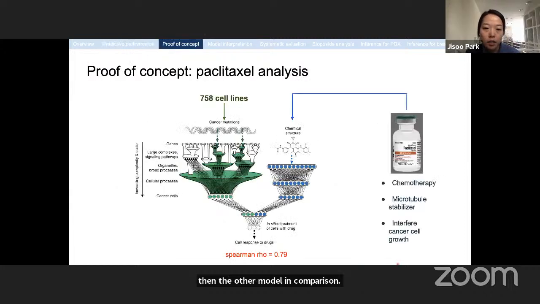After evaluating the accuracy of DrugCell's prediction as a proof of concept, we analyzed DrugCell's prediction and interpretation for a microtubule stabilizer, paclitaxel. The predictive performance of DrugCell for paclitaxel was 0.79 in Spearman rho. Then the question now is how the DrugCell model made the predictions for paclitaxel, in other words, what is the interpretation of the model's prediction?